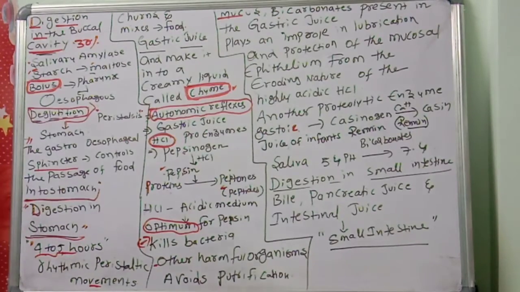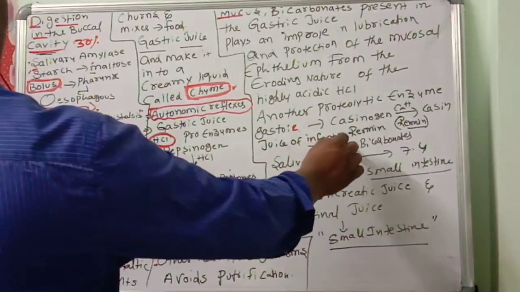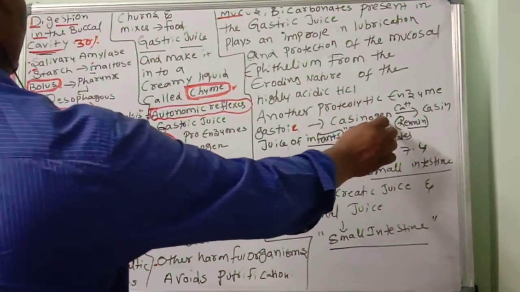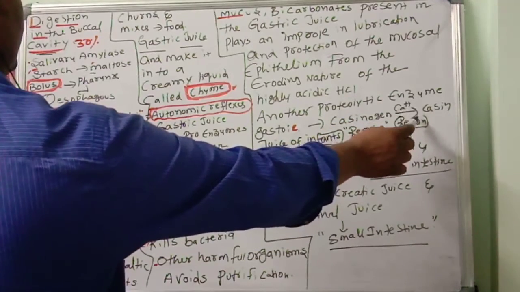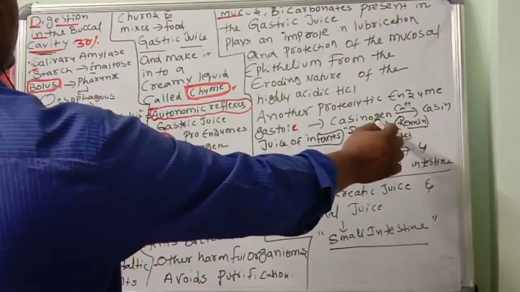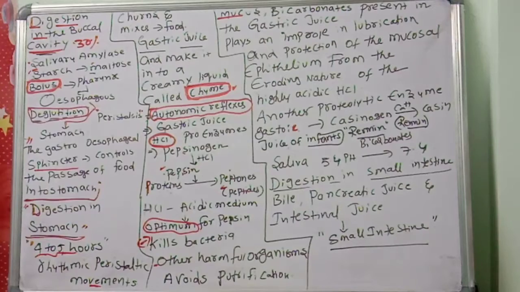So, another proteolytic enzyme in the gastric juice of infants, small babies, is called renin. It converts caseinogen to casein in the presence of calcium ions. Caseinogen, casein, very important. Like that, other important functions are there. HCl is very useful, and gastric juices are also very useful for the conversion of complex materials to simple materials.